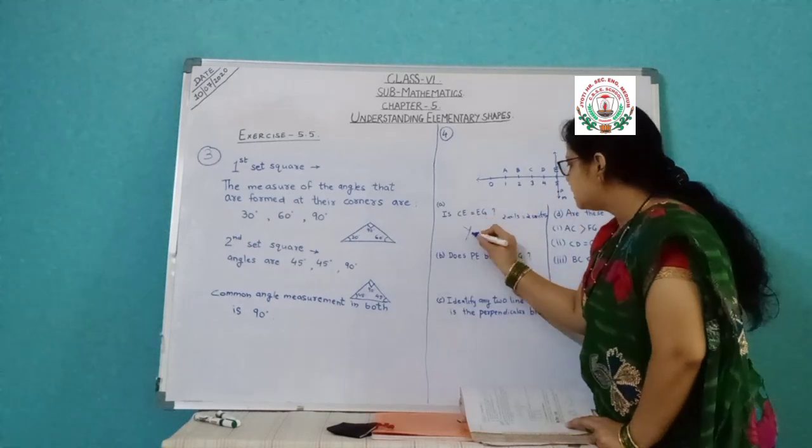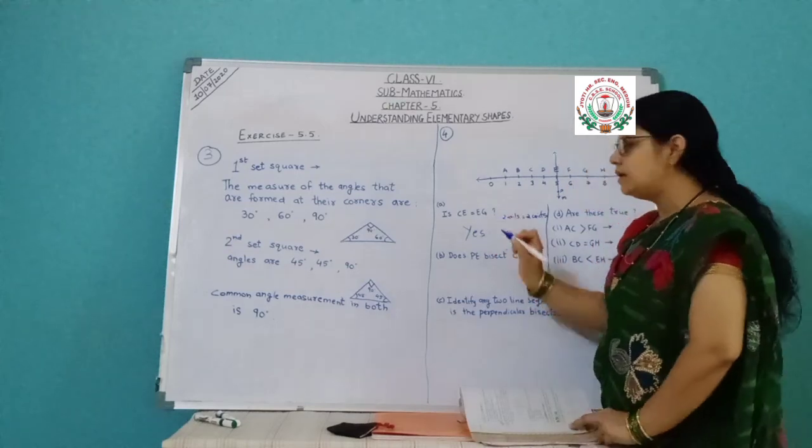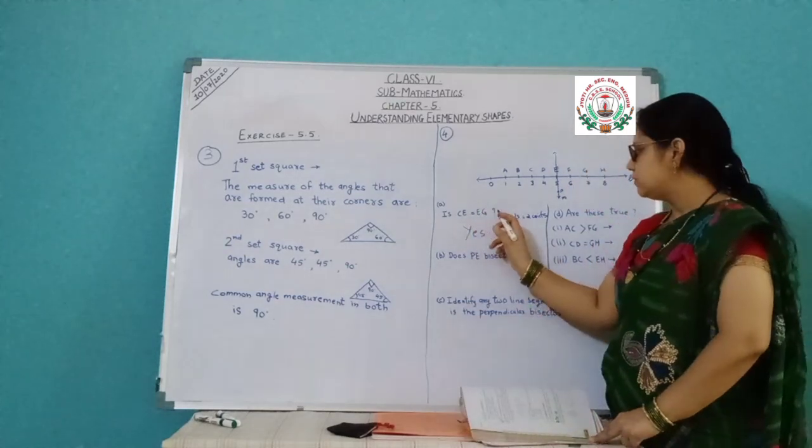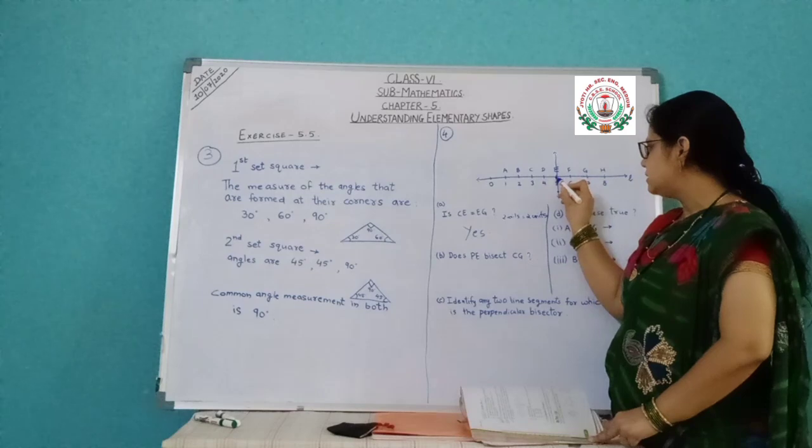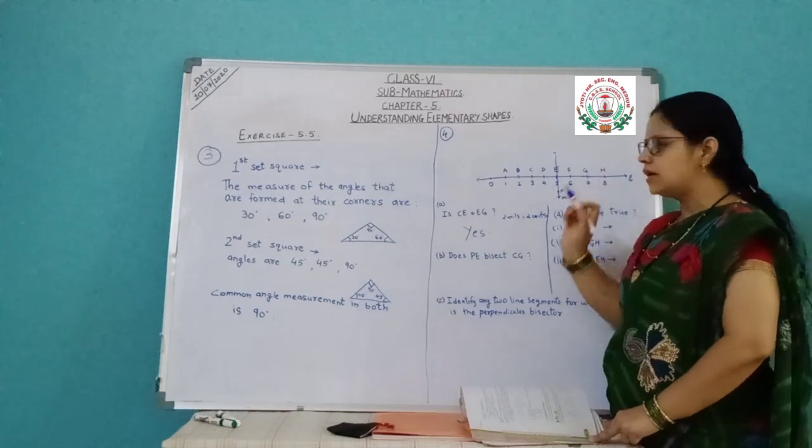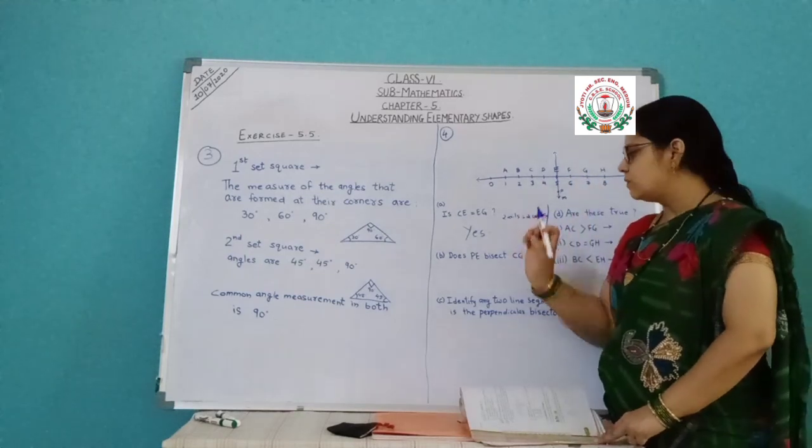So you will have to just write down, yes, they are equal. So CE is equal to EG. Here 1 unit, this is the second unit. Here 1 unit, this is the second unit. So yes, they are equal.